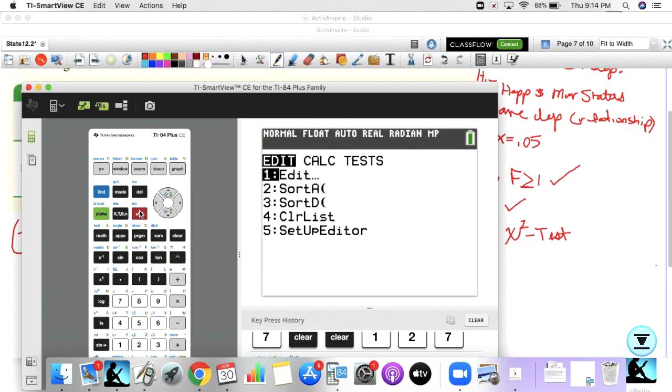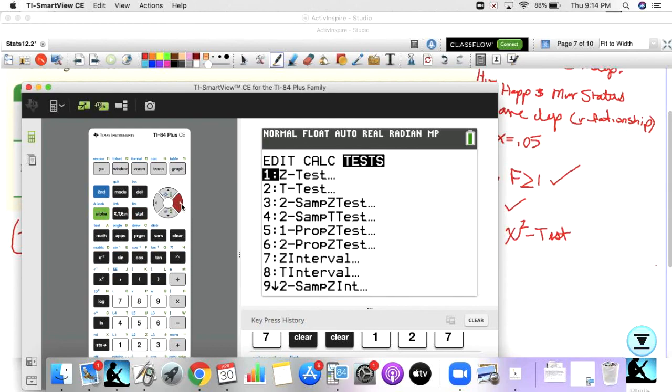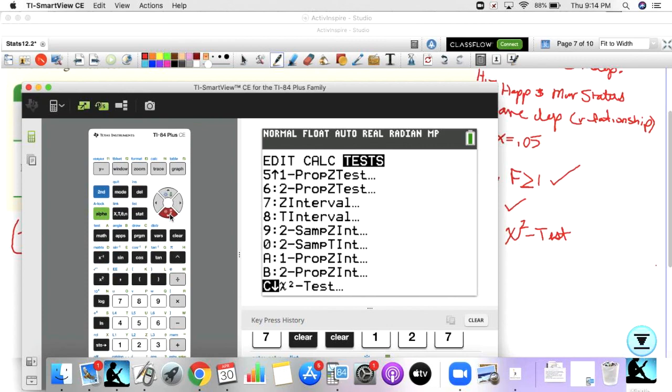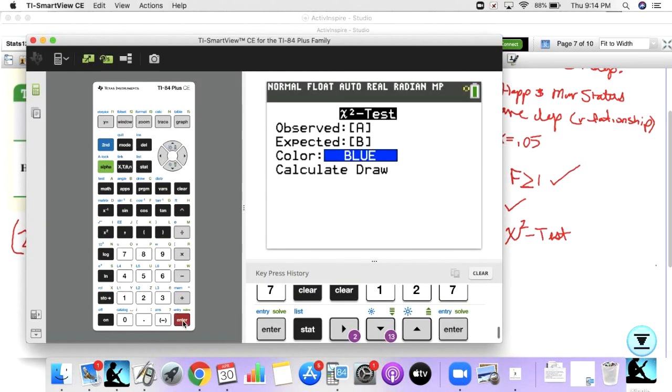So stat, over to tests, down to chi-squared test right here. It's option C on my calculator. I'm going to press enter. Now, your observed has to be in A, okay? Your expected is going to have to be in B.